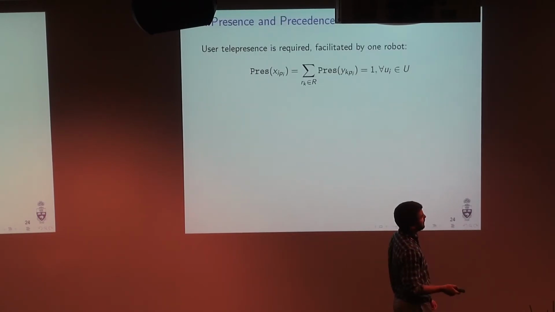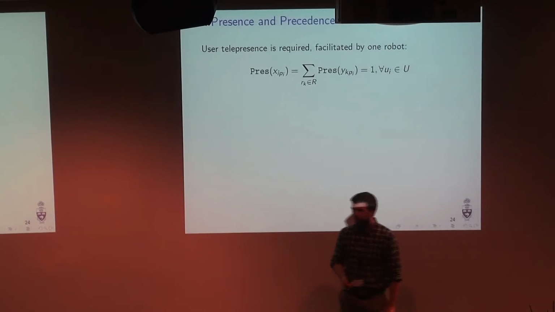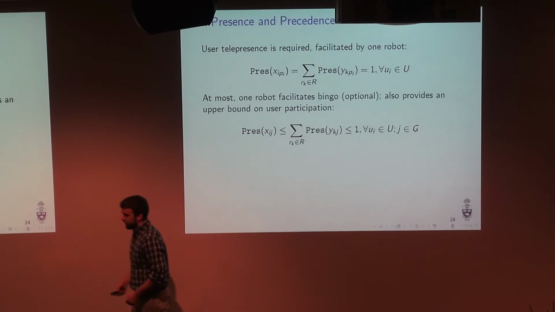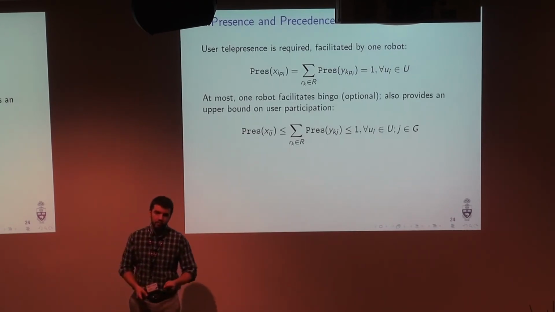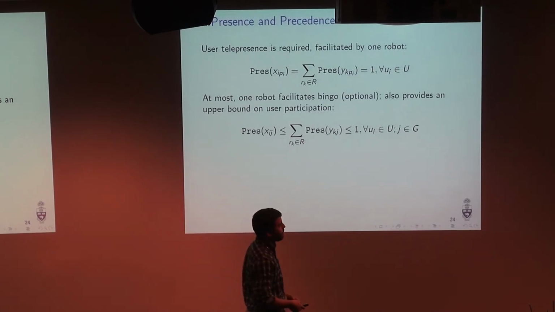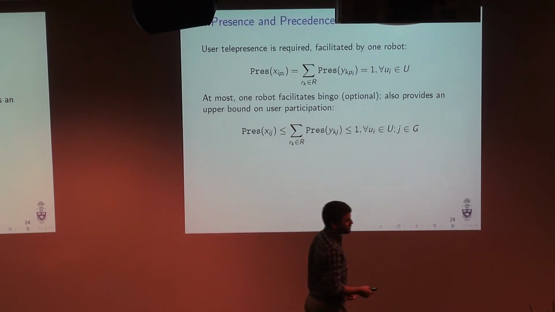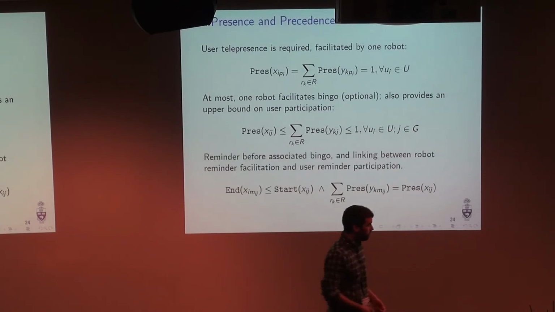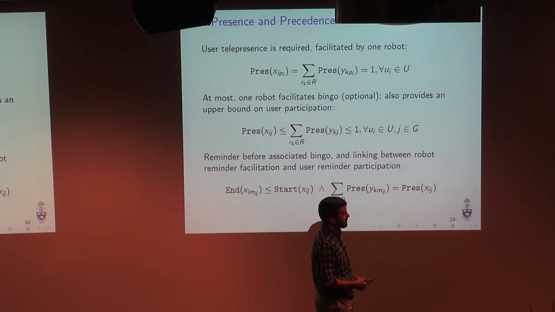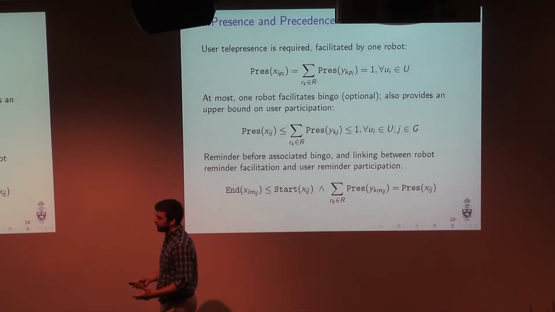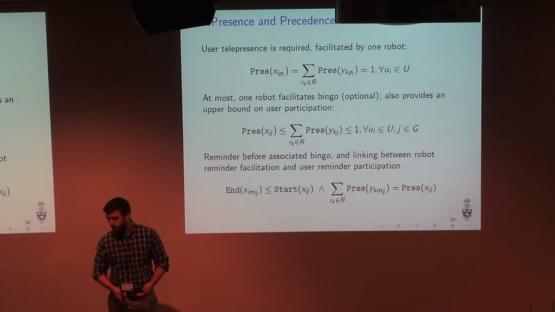So essentially what this constraint says is that user telepresences are required, and that only a single robot can facilitate them. The next constraint says that at most, one robot facilitates bingo games. Remember, bingo games are optional, so we don't need to facilitate them. And it also provides an upper bound on user participation, namely that a user can't actually play a bingo game that isn't facilitated. Here we ensure that reminder tasks happen before associated bingo games, and then we have a linking constraint between a robot's ability to facilitate a reminder and a user's participation in that reminder.